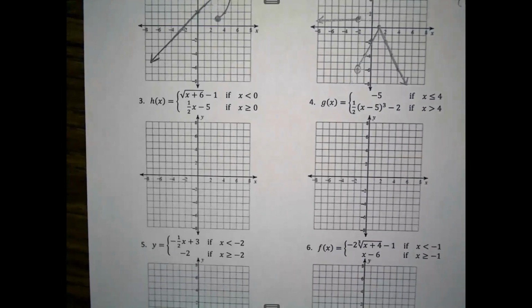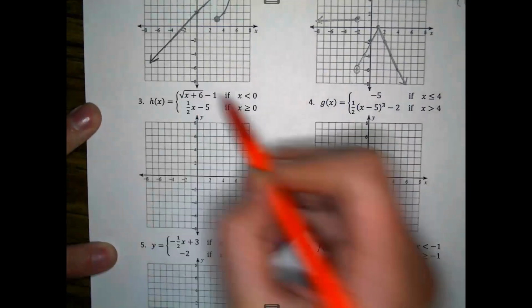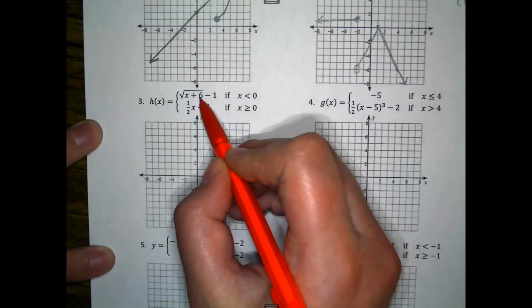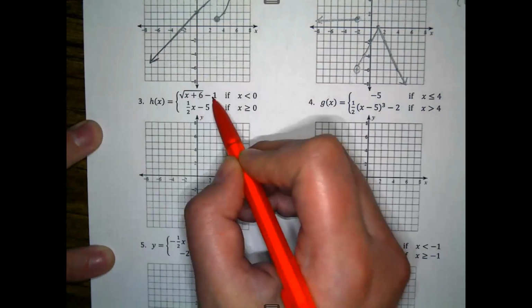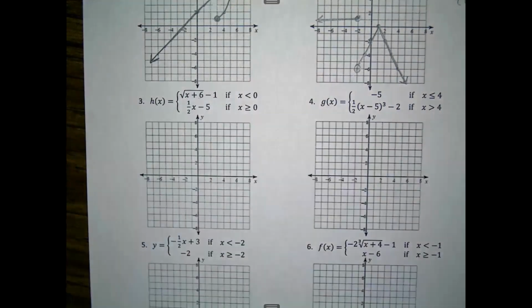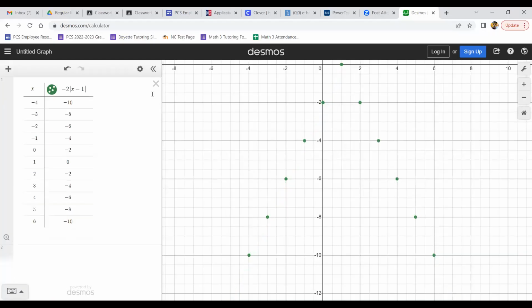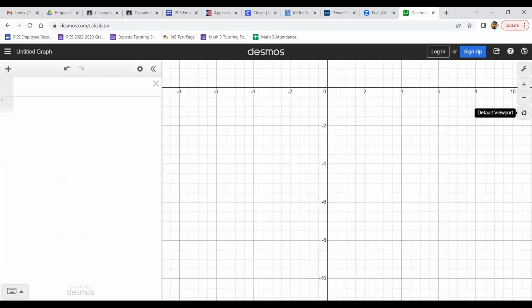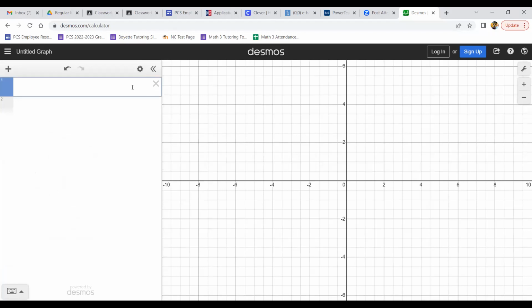Okay, let's go ahead and do the next one. So we have a square root graph. The square root graph has a locator point at (-6, -1). So I'm going to go to Desmos. If I want to go back to the normal screen, I just hit the home button. To type a square root, I type SQRT. X plus 6, get out of that. So I'm going to press the right arrow to get out of that. And then I'm going to type the -1.